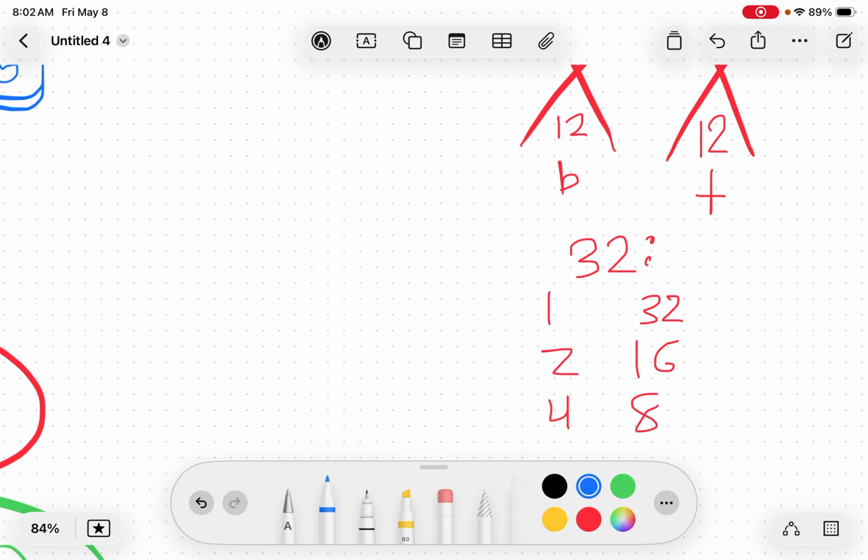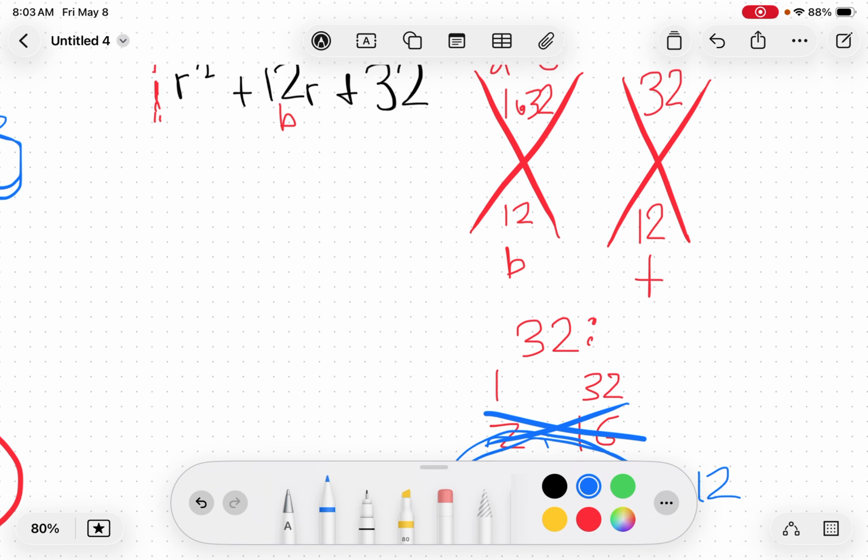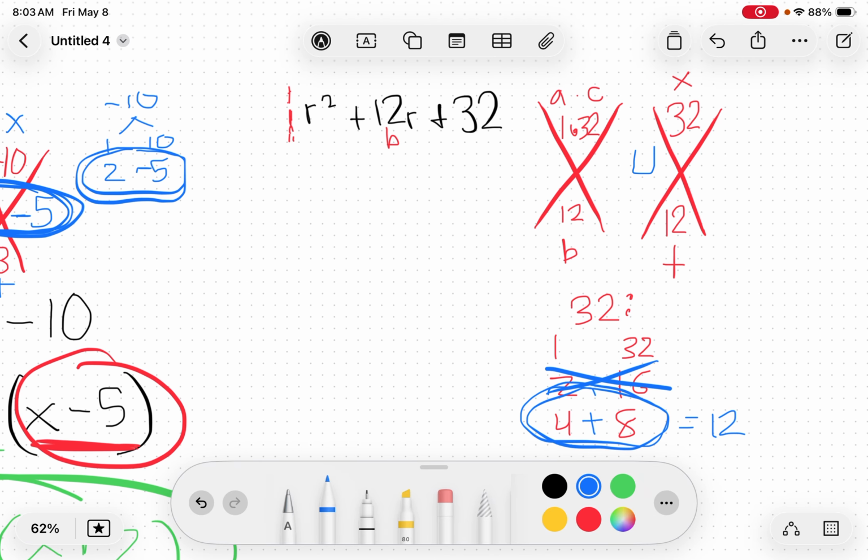Look right here. If I add these two together, it does not create 12, so that pair doesn't work. If I look at 2 and 16, if I add these two together, it doesn't make 12, so that one doesn't work. But if I look right here at 4 and 8, if I add 4 and 8 together, that does give me 12. So those are going to be my two numbers. We got 4 and 8.